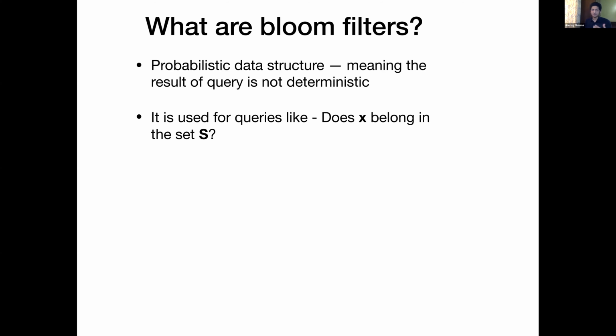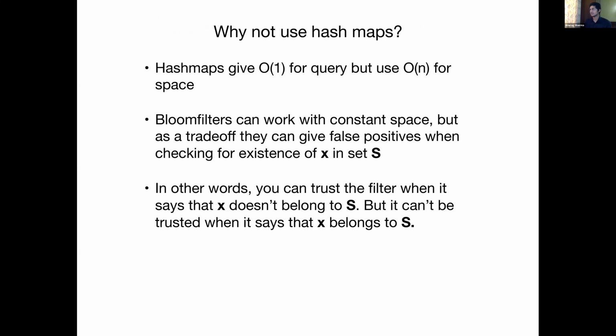An obvious question is, why don't we use hash maps? Because they also work for exactly similar queries, the set belonging. Anurag, I have a question. Why do we use it if it is not reliable? We'll see. There are some cases where you are okay with having false positives, so that you can save on space.